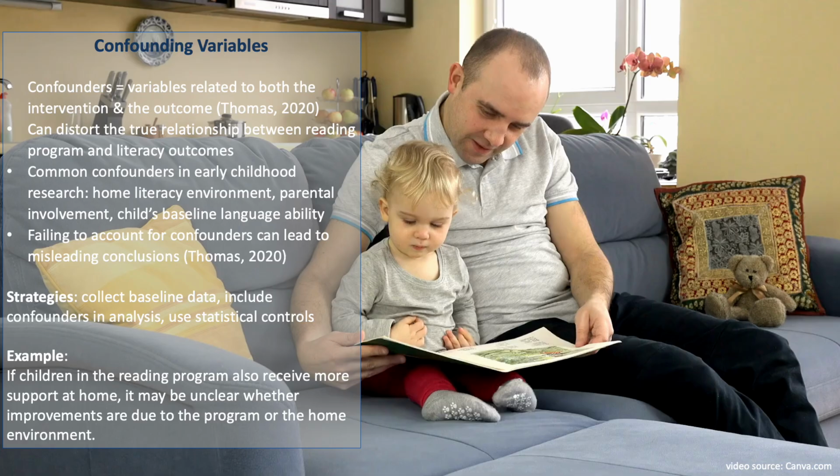To reduce the risk of confounding, we'll need to collect solid baseline data on relevant child and family characteristics. Then we can statistically control for those variables in the analysis. And this helps isolate the effect of the reading program and gives us a clearer picture of what's really driving the outcomes we observe. So by accounting for confounders, we can strengthen the internal validity of our study and make more accurate claims about the impact of the intervention.